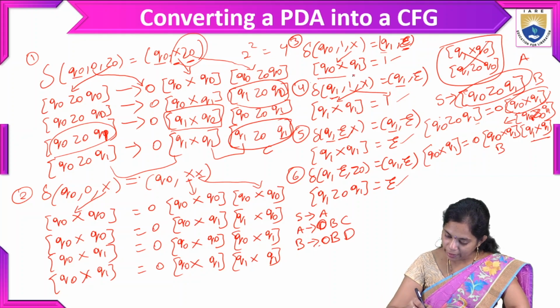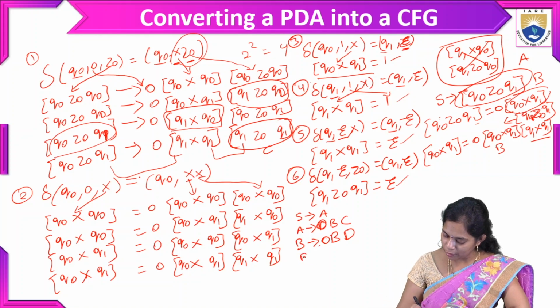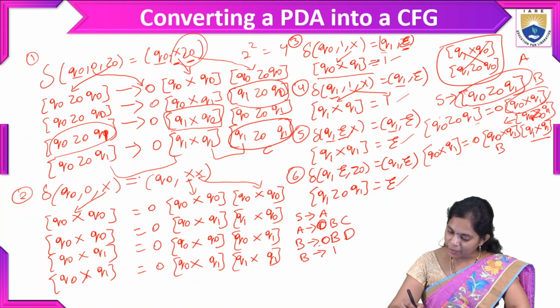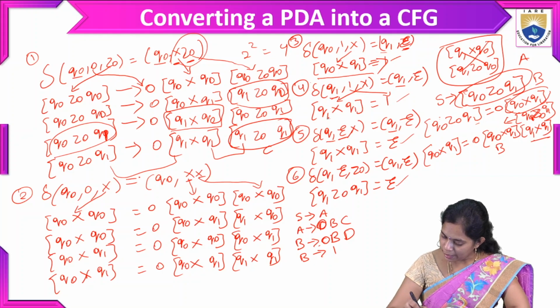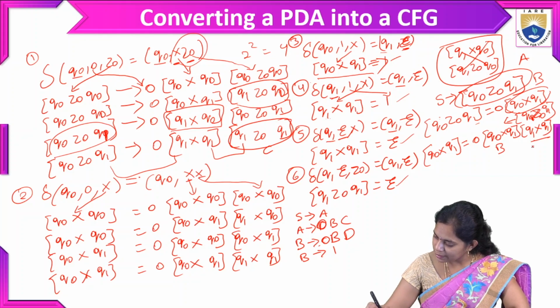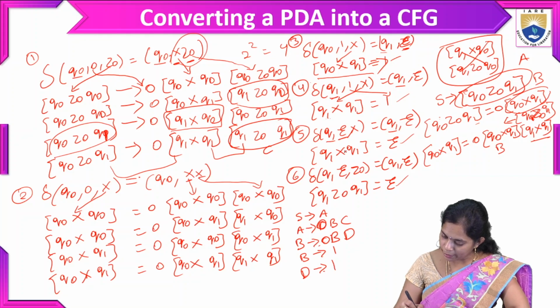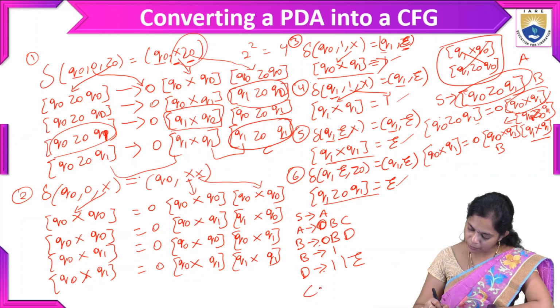And here we have the equations like, this is the value of B. So Q0 X Q1, this is the value of B tends to 1, and this one B tends to 1, and this 1 X Q1. So 1 X Q1 is nothing but D. So D tends to 1, and this D is also having the epsilon symbol, and this one is also having the epsilon symbol. So what is this? Q1 Z0 Q1 tends to epsilon.